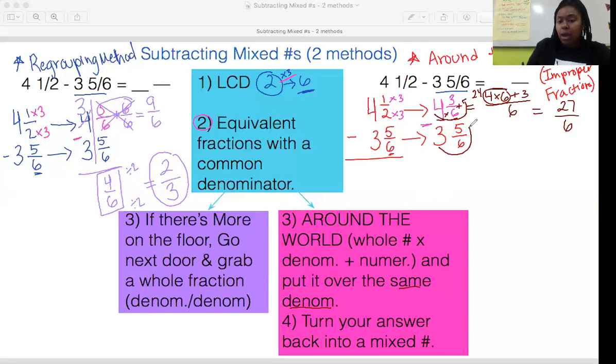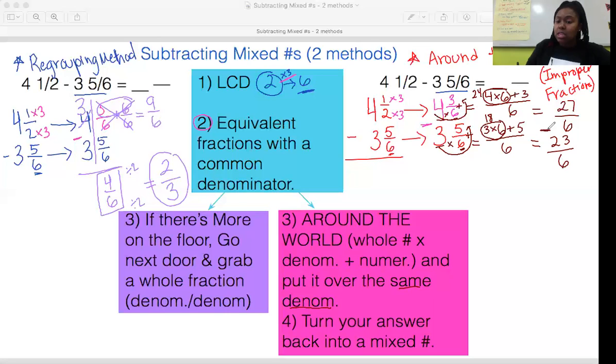Okay, so remember we're going to go down and around the world. So whole number, 3, times denominator, 6, plus numerator, plus 5. All right, and we're going to put all of that over that same denominator, which again is still 6, has not changed. So now let's start. 3 times 6. Hopefully you remember that's 18. Excellent. And then 18 plus 5, right? Well, what's 18 plus 5? You can count up. It's going to give us 23. And then we keep our denominator, right, over 6.